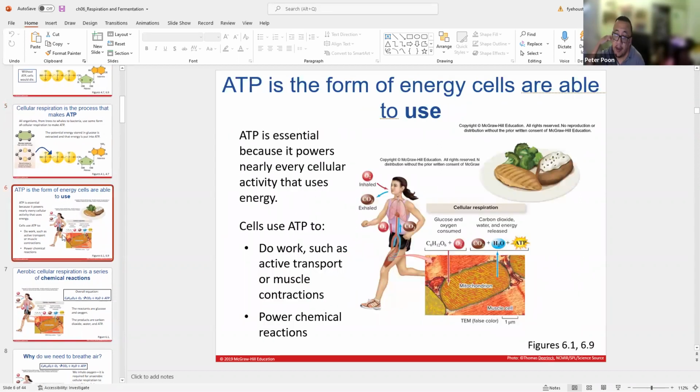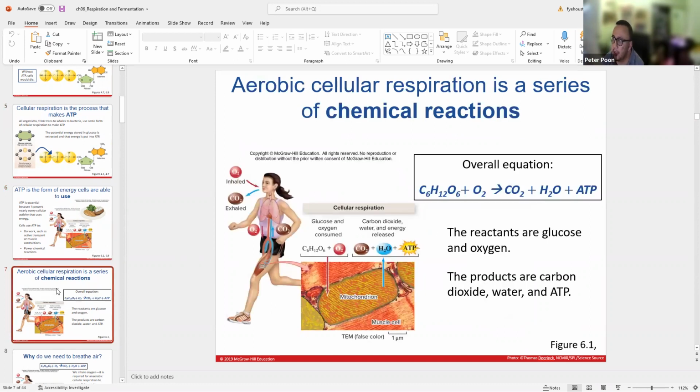ATP is the form of energy that all cells use. Cells use ATP to do work, power chemical reactions, etc. So aerobic cellular respiration is a series of chemical reactions. So this is a chemical reaction. You'll notice it's literally the exact opposite of photosynthesis. I'm taking sugar, I'm adding oxygen to it this time, and I'm producing CO2 and H2O and ATP.